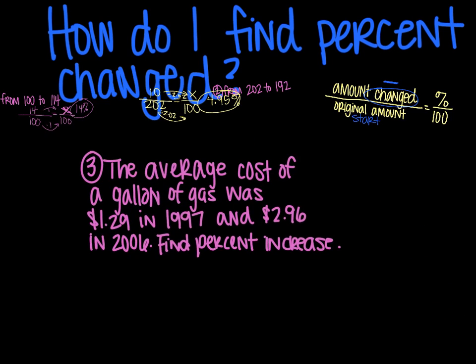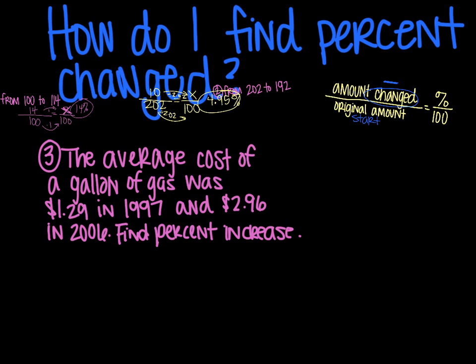Question number 3 is a word problem. The average cost of a gallon of gas was $1.29 in 1997 and $2.96 in 2006. What was the percent increase? So it went up, it increased in price. But we need to write our proportion. What was the actual starting amount, the original amount? Well, it started out as $1.29 in 1997, and then it increased to $2.96. So I need to find the amount of change, the difference between the two numbers. I'm going to subtract $2.96 minus $1.29, and I get $1.67.